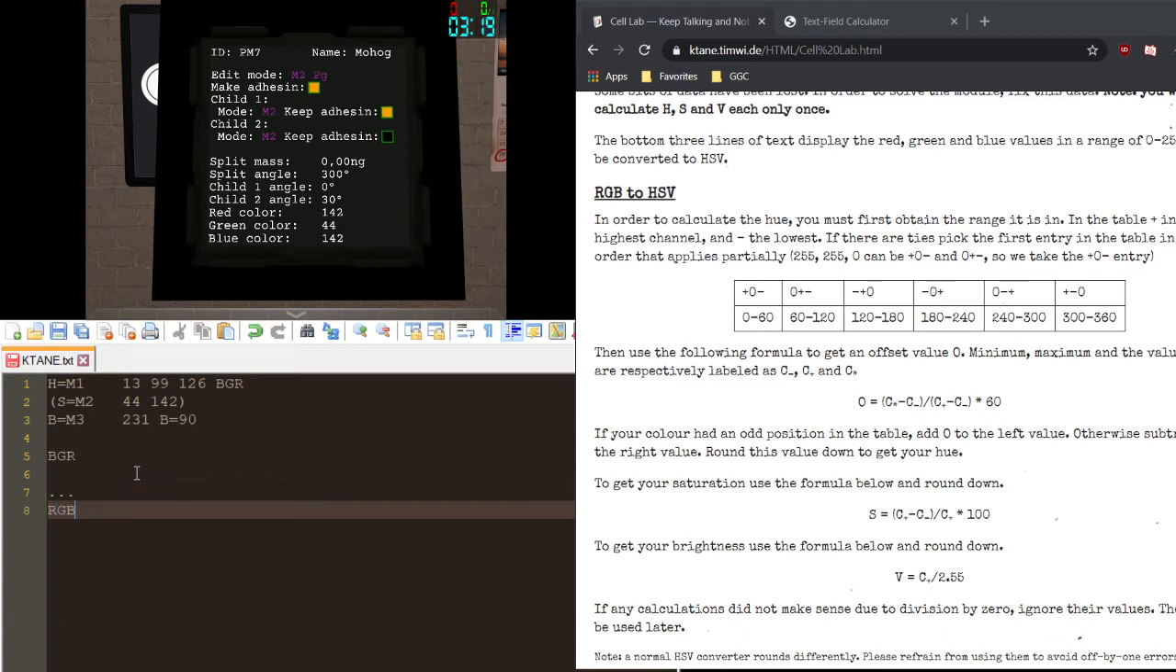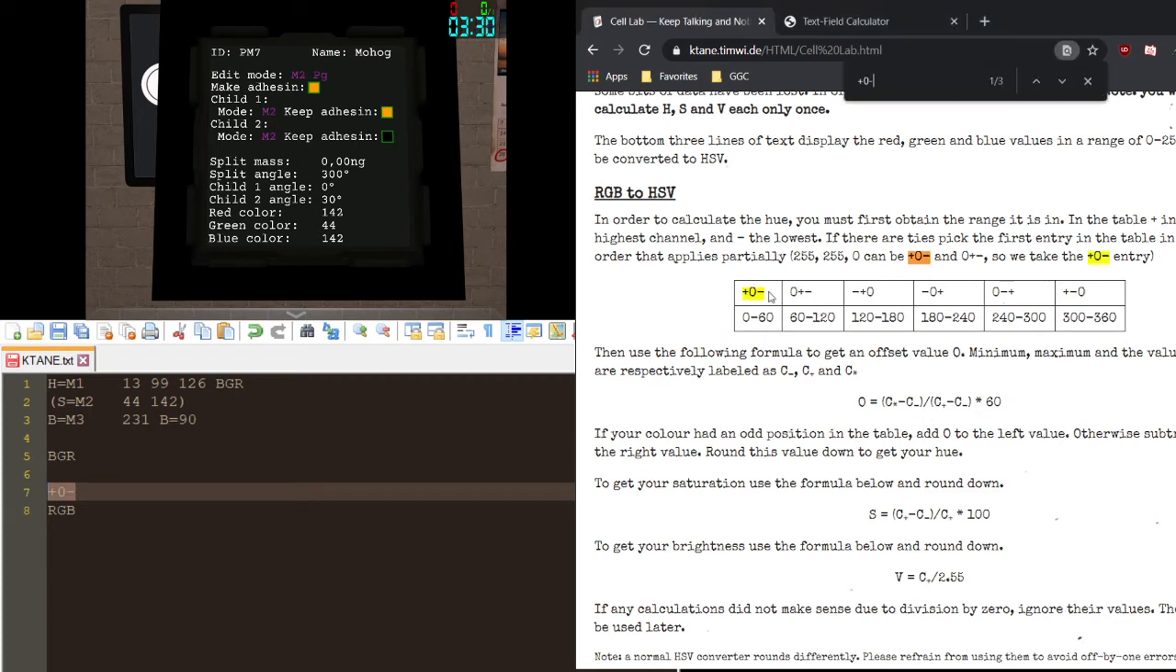So let's take RGB. Blue is lowest, so we mark it with a minus. Green is in the middle, so we mark it with a 0. And red is highest, so we mark it with a plus. This is what we use in the table, and this is the entry we're using.